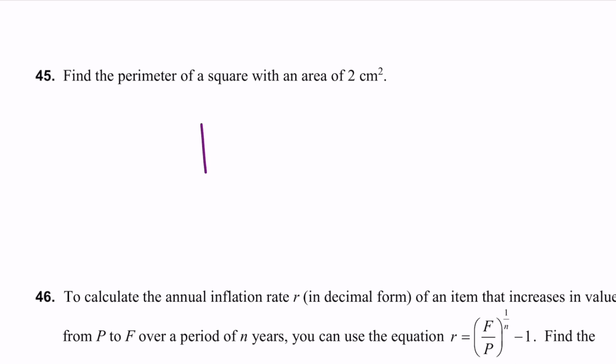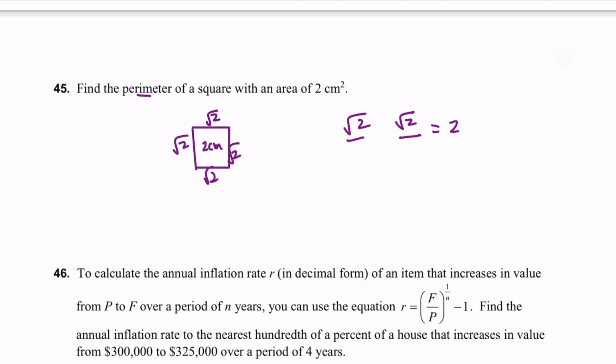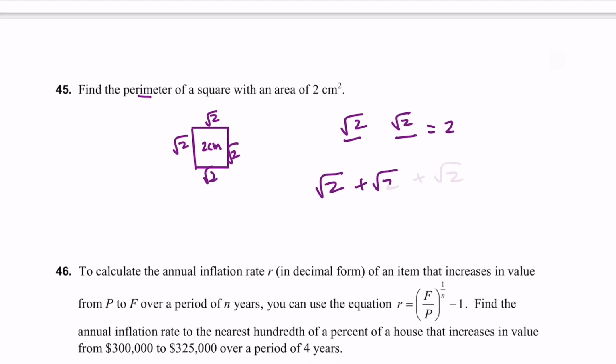45, we're going to find a perimeter. Perimeter means you're going around the rim of an object, with a square with area of 2 centimeters. So we're looking for two things that multiply to equal 2. And that would be the square root of 2 times the square root of 2. So if all of the sides are square root of 2, we add them up. We're going to have 4 of these square root of 2's.